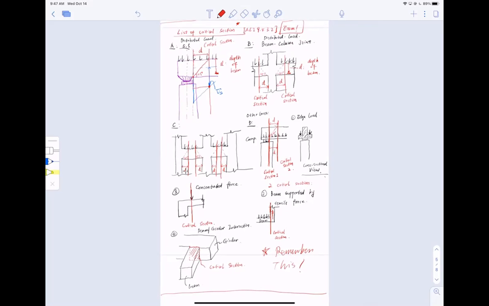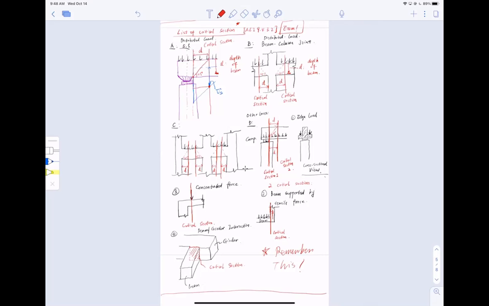Why am I saying this again? Because the shear force at these critical sections may not be the maximum shear force in the member. It may not be the maximum, but you pick it at this critical section nevertheless. Okay, question?